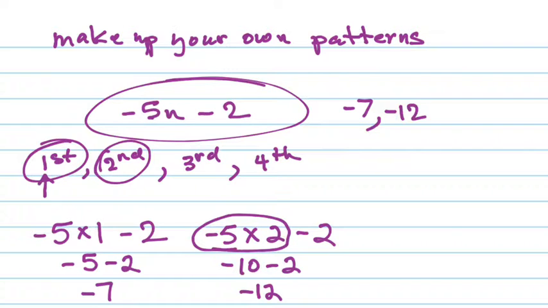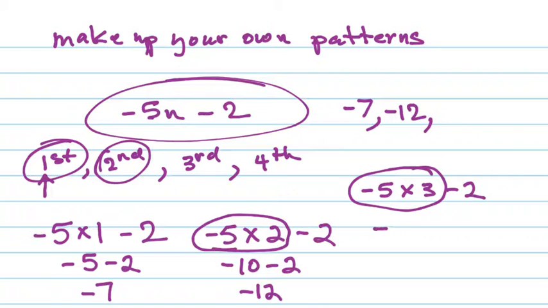So you can make up your own pattern. It can be anything you want it to be. And then just continue it out about 4 numbers. So we'll do the third number. Negative 5 times 3 minus 2. Again, you have to do the multiplication first. And then combine those together. That gets you negative 17. And then you can continue on.